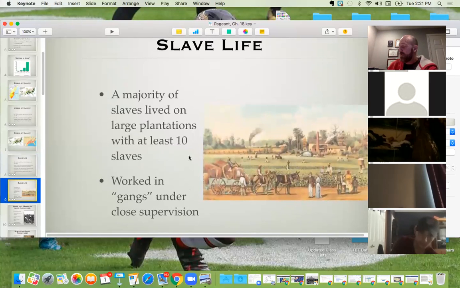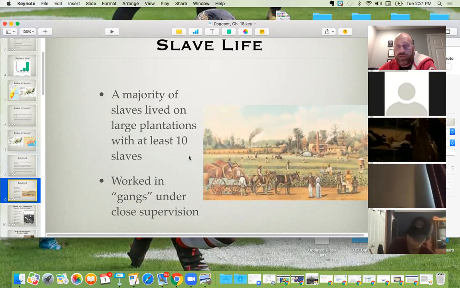Slave life. A majority of slaves lived in large plantations with at least 10 slaves. Once again, cotton, right? They worked in what were called gangs. They were often under very close supervision. Overseers were tasked to do this. Most of the plantation owners did not want to do this dirty work, although some did.